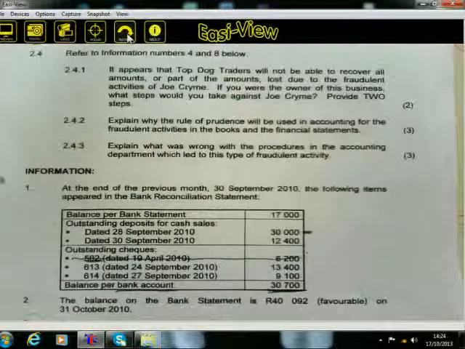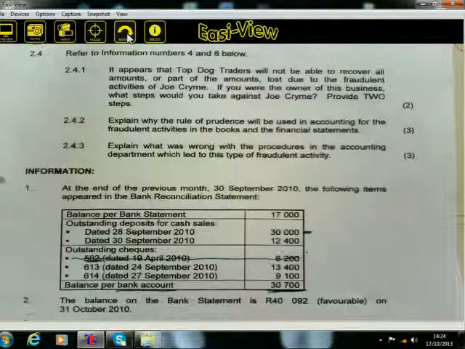Now, referring to those two pieces of information, it appears that Top Dog Traders will not be able to recover all the amounts or part of the amount. These amounts were lost due to the fraudulent activities of Joe. If you are the owner of this business, what steps will you take against Joe? Provide 2 steps. Now here we must be very careful.